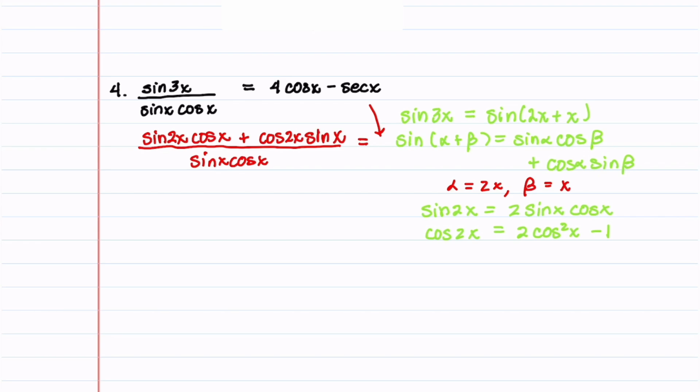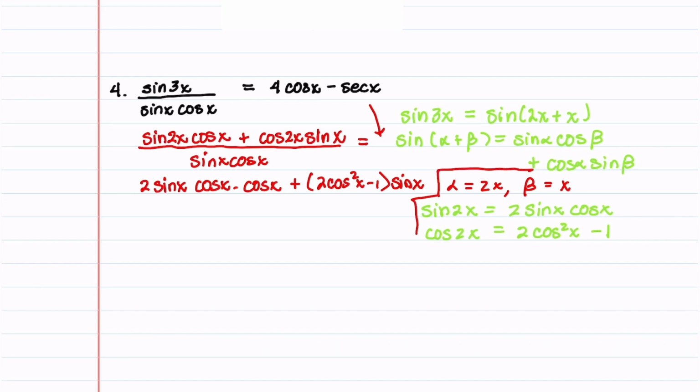So we'll plug in for sine 2x. So sine 2x is 2 sine x cosine x, and that multiplies the cosine x that's already there. And then we have cosine 2x, I'm going to squish it in here, 2 cosine squared x minus 1 times sine x. We'll kind of mark that off so we don't run into it. And then our denominator, we're left with a sine x cosine x.